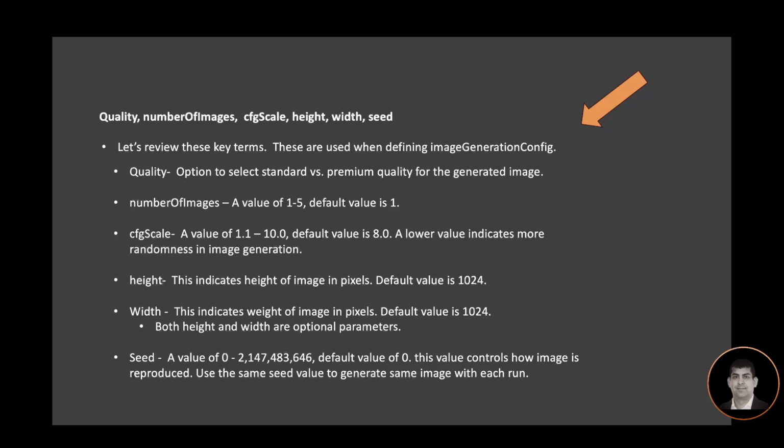And then there are height and width parameters with a default value of 1024. Seed, that's another parameter, value of 0. Default value is 0. This value controls how the image is reproduced. Use the same seed value to generate the same image with each run.